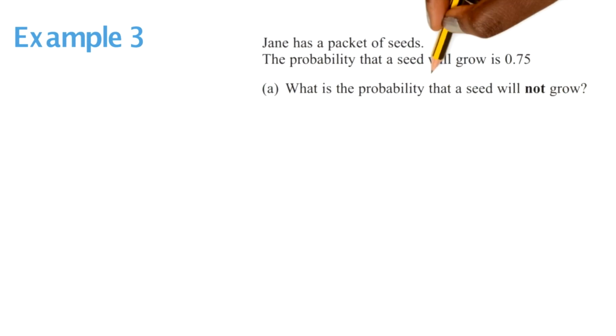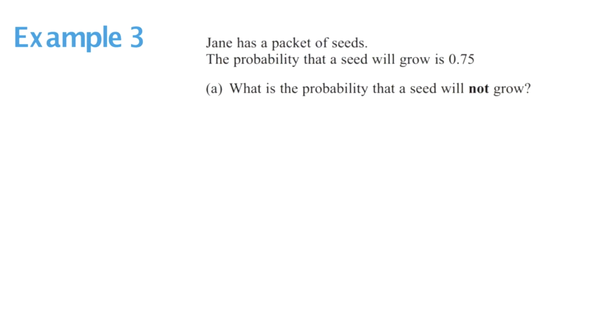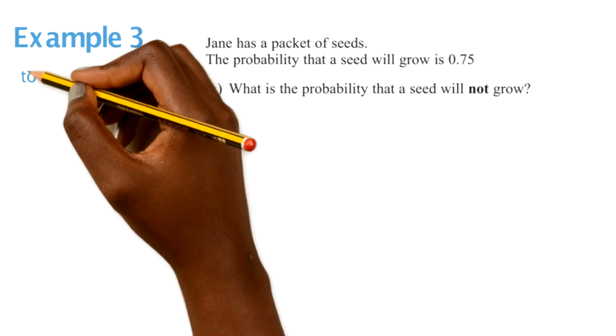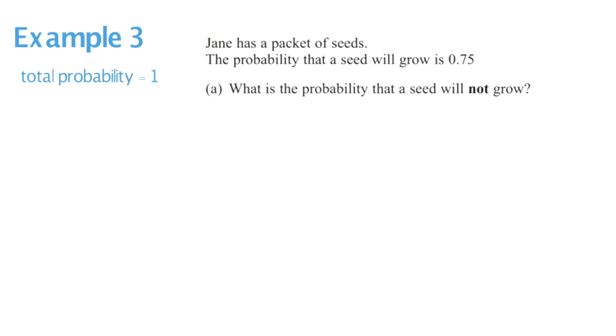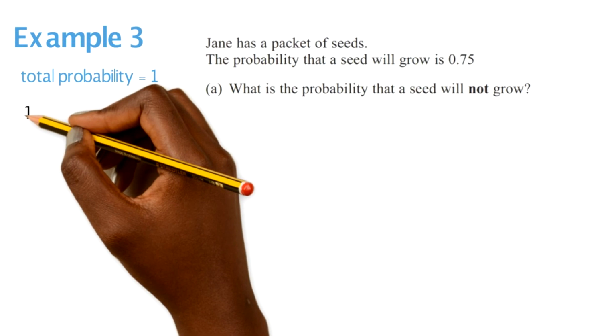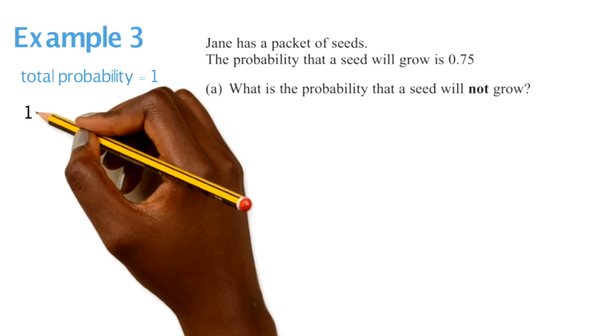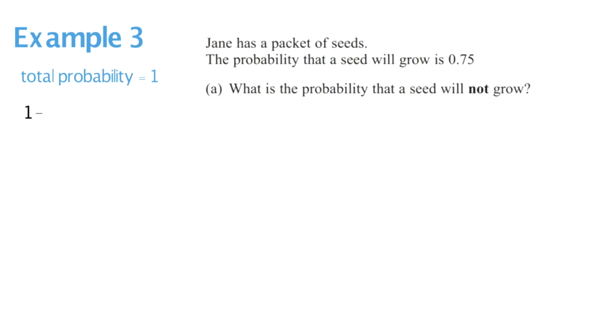Final example, example 3. In this scenario, it says the probability that a seed will grow is 0.75, but we're working out the probability that the seed will not grow. Because we know total probability is 1, to work out the probability of the seed not growing, we will do 1 minus 0.75. And that would give us the answer of 0.25.